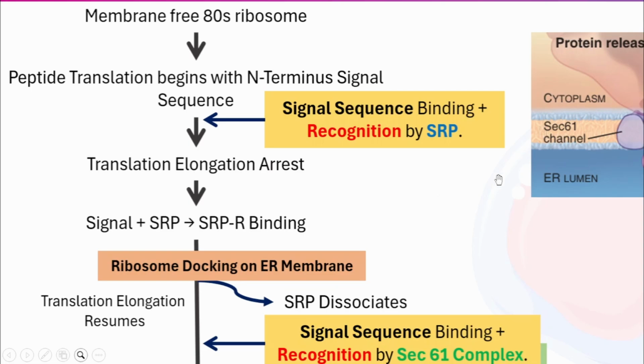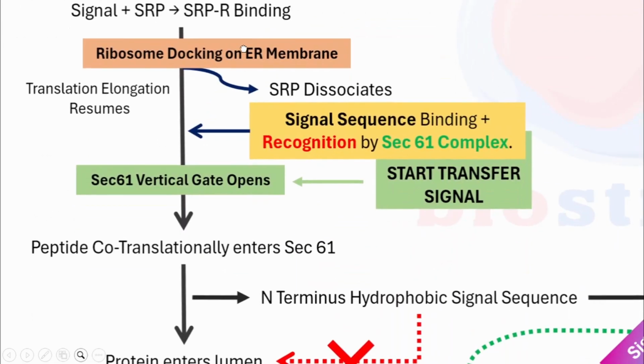There is first recognition by SRP. SRP interacts with the ribosome, which leads to translation elongation arrest. When SRP interacts with the SRP receptor, ribosome docking will take place. As the ribosome docks, GTP hydrolysis will take place. SRP dissociates. The translation elongation will resume.